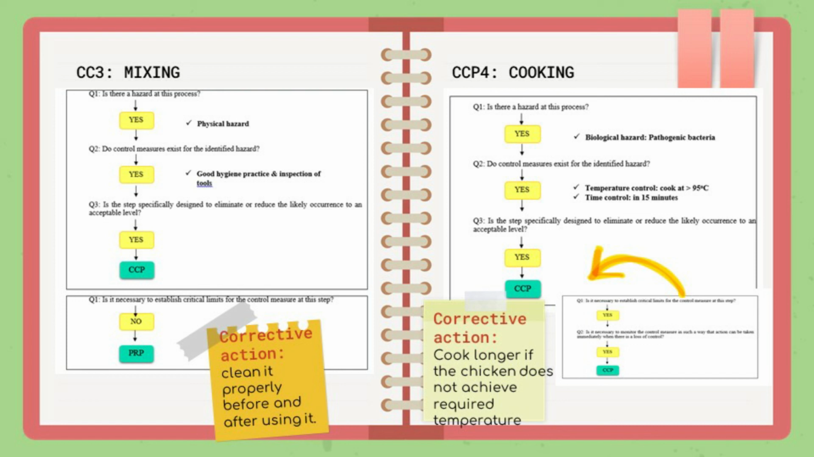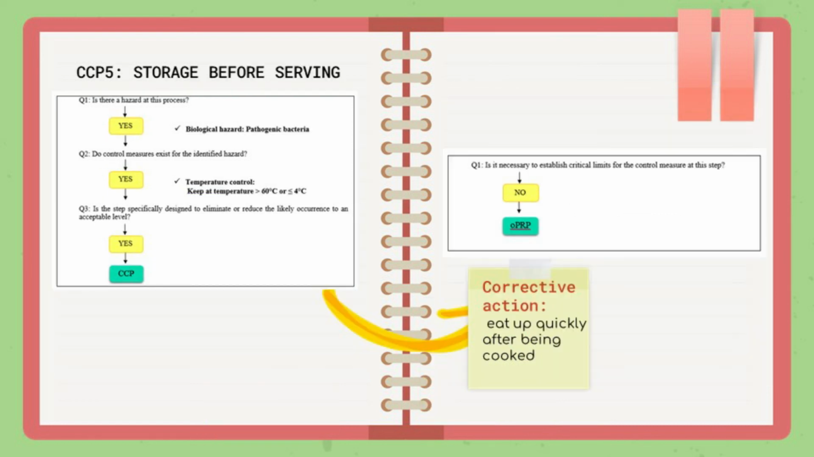Next, CCP4 cooking. The significant hazard is the microbial growth of food poisoning bacteria such as Campylobacter jejuni, Salmonella, Clostridium perfringens, and Staphylococcus aureus that live in the chicken. The chicken must be cooked properly at temperature more than 95 degrees Celsius in 15 minutes in order to prevent or reduce the growth of bacteria. Thermometer can be used to monitor the temperature of the chicken. Cook longer if the chicken does not achieve required temperature.